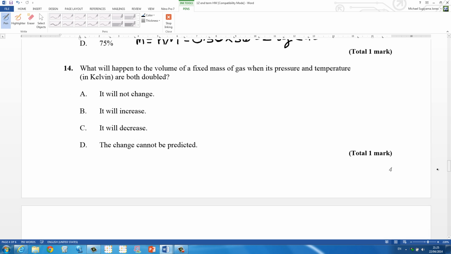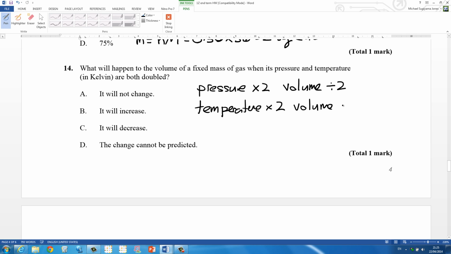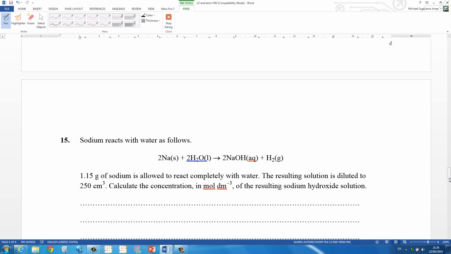We're on to a gas question. What will happen to the volume of a fixed mass of gas when its pressure and temperature are both doubled? So remember, pressure times 2 will be volume divided by 2. And temperature times 2, volume times 2. Okay, so if you double the pressure, you halve the volume, and then you double the temperature, you double the volume. So basically, it's A. It will not change. You're back to where you started, basically. Okay, let's move on to the next question.